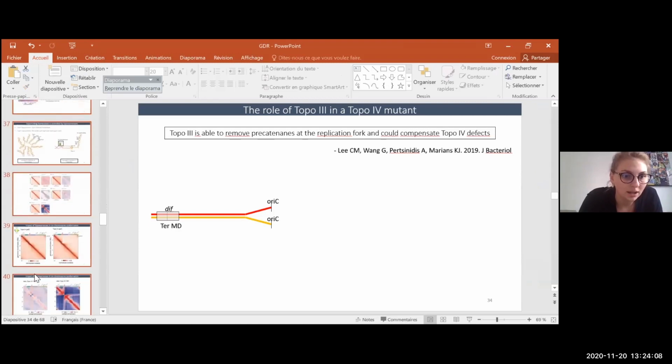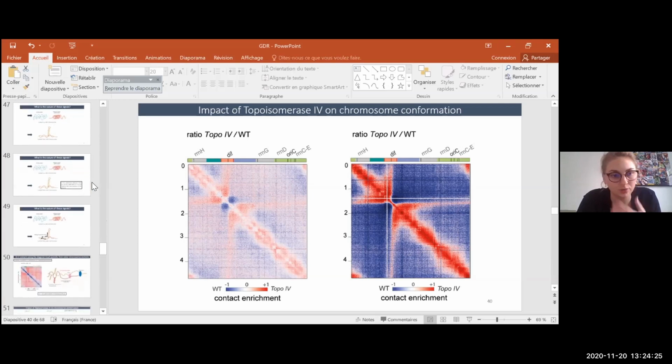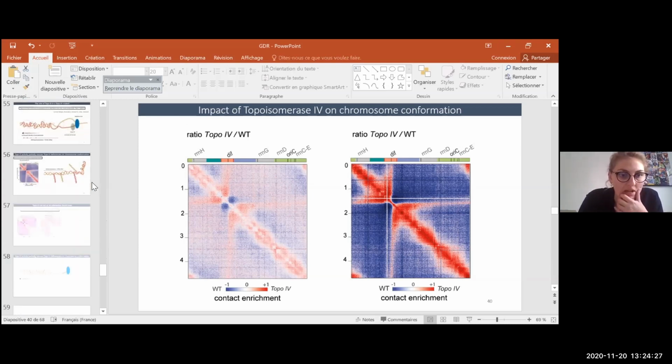Okay. So here you can see it's much stronger. In the part C mutant, the signal is way stronger, and we also have a double mutant combined with Topo III that shows an increased signal as well.